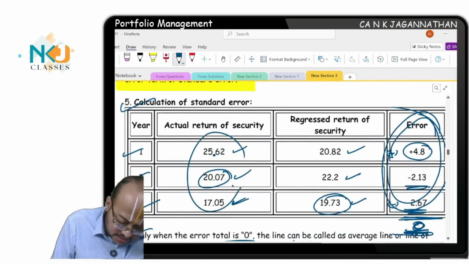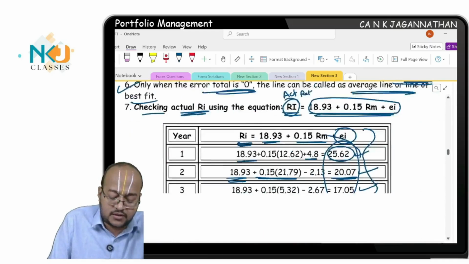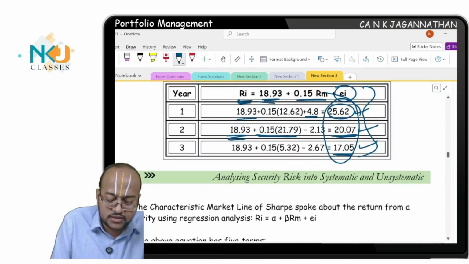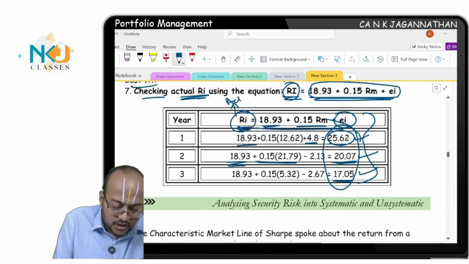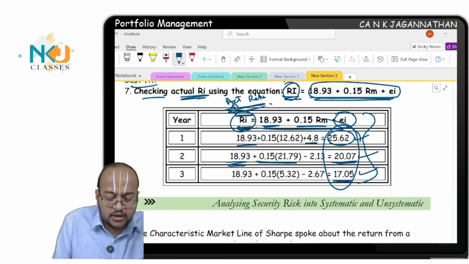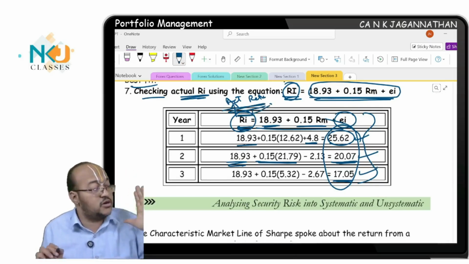Are you understanding? Which means regressed return plus or minus this error term, whatever it is, we computed using this equation. This is nothing but actual return. Why? This is not Ri bar. Regressed return will be denoted by Ri bar. This is actual return. Are you understanding?